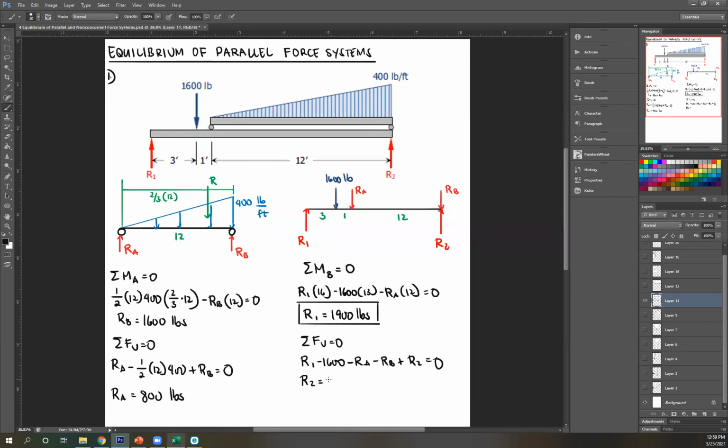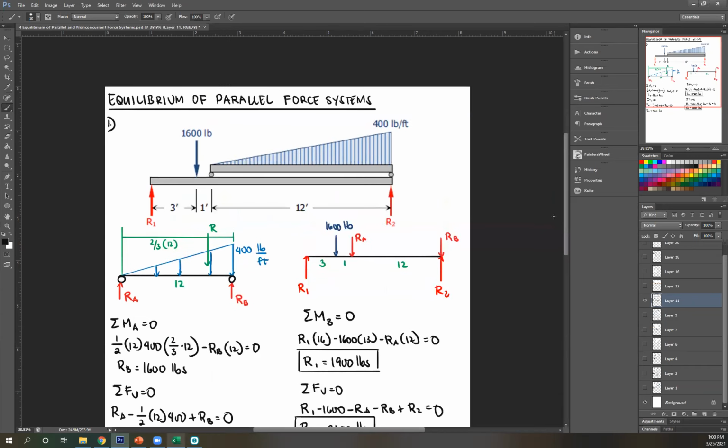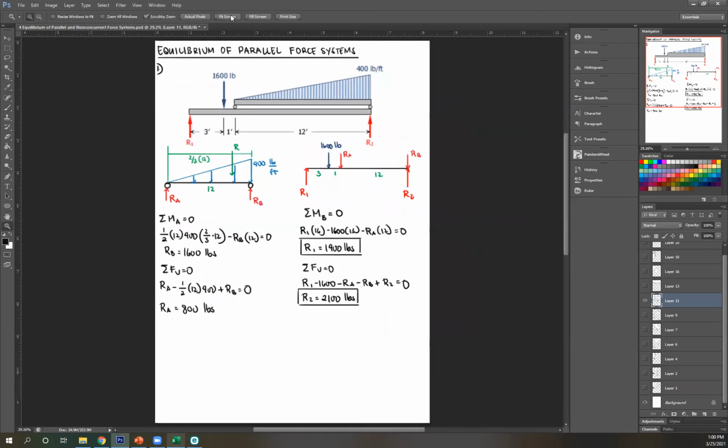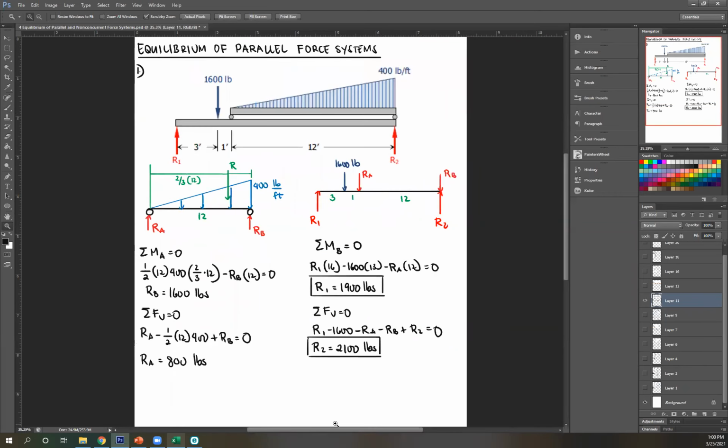Okay, it's 2-1. So 2,100 pounds. And that's it. That's how you solve for reactions. It's usually just a combination of moment and summation of forces. And that's all. So once again, this is a skill that you need to master, especially for your CE students. So that's number 1. Do you have any questions? Please answer in the chat.